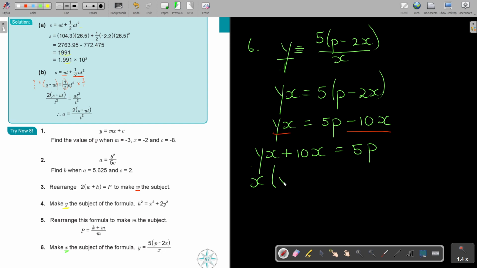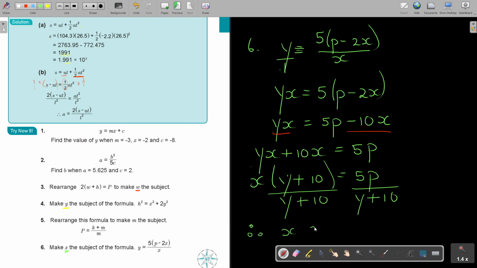Okay, so it's going to be x times y plus 10. Okay, and that's equal to 5p. And then you divide by y plus 10, divide by y plus 10. So therefore, x is equal to 5p over y plus 10. And that is the final one. I'm ending this video.